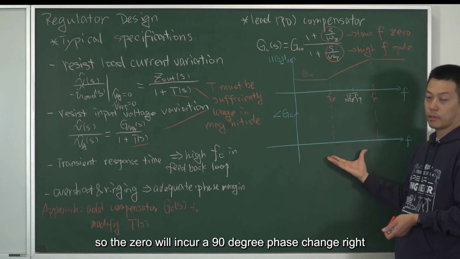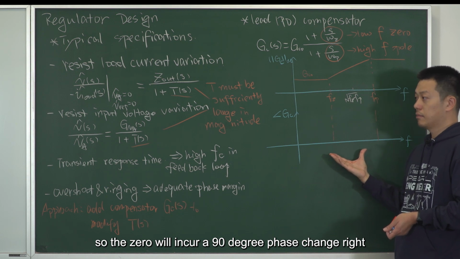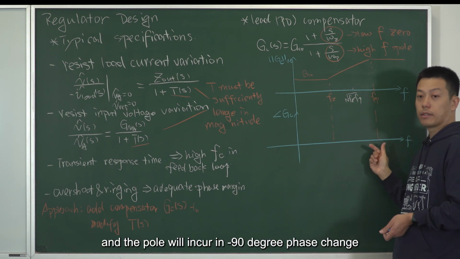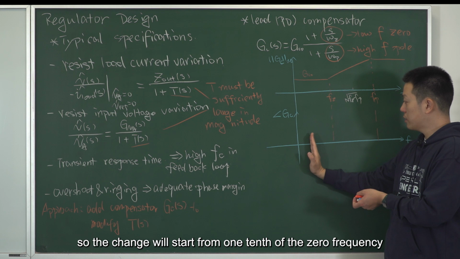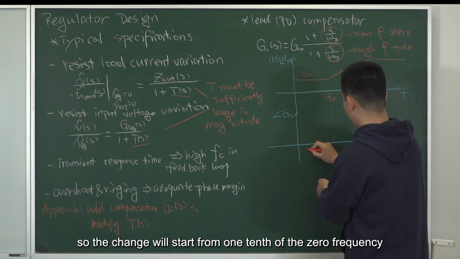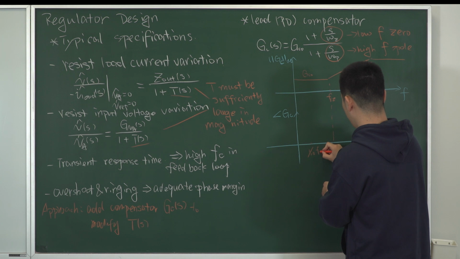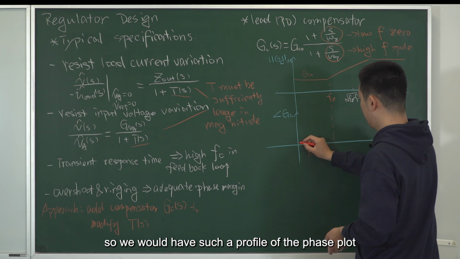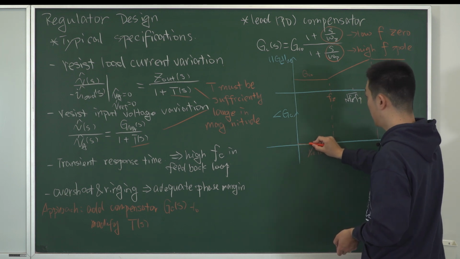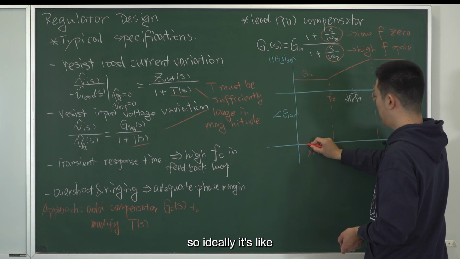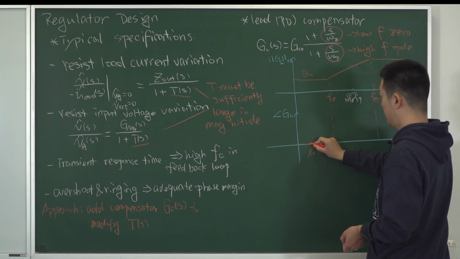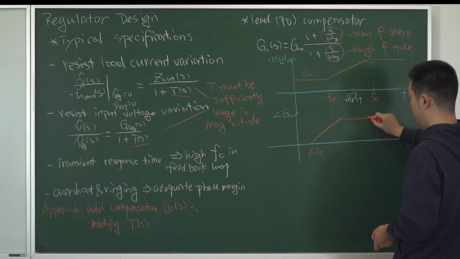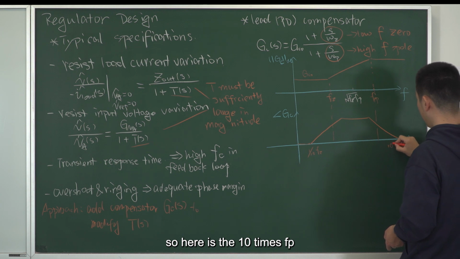Okay. Next, let's plot the phase plot. The zero will incur a 90-degree phase change, and the pole will incur a minus 90-degree phase change. So the change will start from 1/10 of the zero frequency. So we would have such a profile of the phase plot. Ideally, it's like this, and here is 10 times Fp.